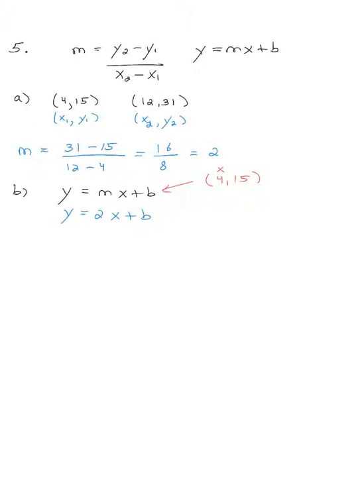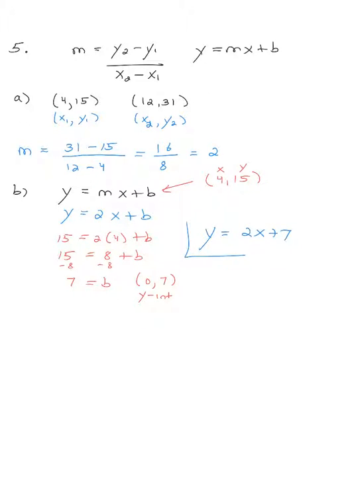In place of x I'll put 4, in place of y I'll put 15. So I get 15 is equal to 2 times 4 plus b, or 15 is equal to 8 plus b. The only thing I have to do is subtract 8 from both sides, and I get 7 is equal to b. Great. This is in fact the y-intercept, 0, 7. But ultimately, the equation of the line is y equals 2x plus 7.